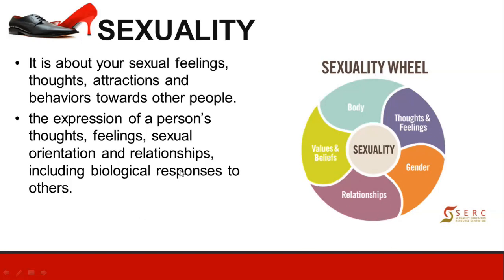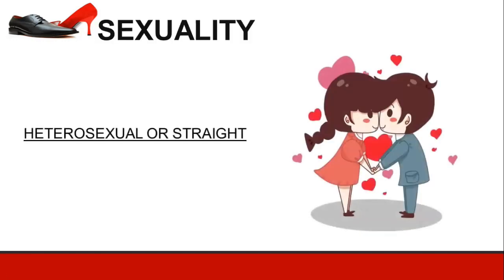So, there are different types of sexuality. So, we have heterosexual or straight. They are the ones who have sexual or romantic feelings, and their thoughts will always be toward the opposite gender, opposite sex rather. So, these are the people who fall in love or have sexual attraction, sexual feelings, and thoughts toward the opposite sex.